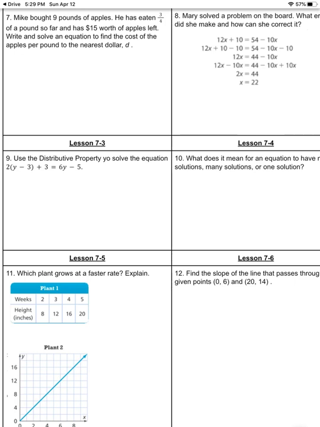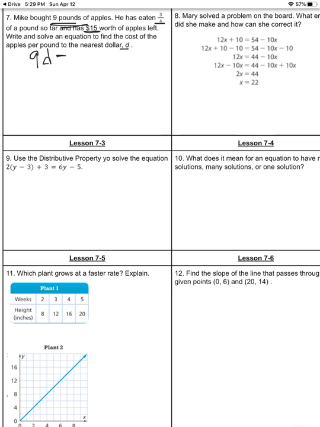Okay, number 7. Mike bought 9 pounds of apples and he's eaten 3/4 of a pound so far and has $15 worth of apples left. Write and solve an equation to find the cost of the apples per pound to the nearest dollar. So first off, we don't know how much per pound is, but we know he got 9 pounds. So 9 times the cost per pound.